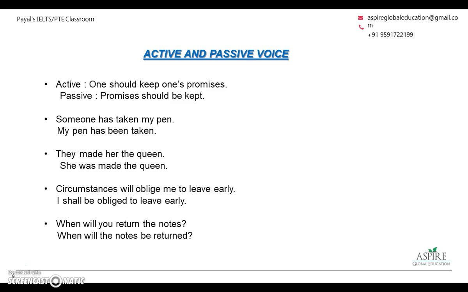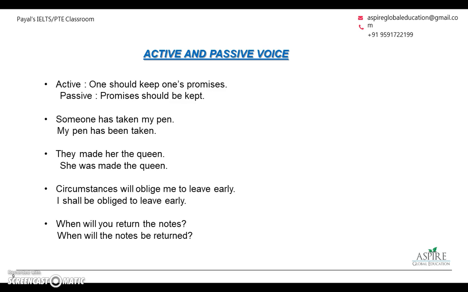Someone has taken my pen. This sentence is an active voice. So I take my object in the front: my pen has been taken. They made her the queen. This is an active voice. My object is queen, but if I write queen in the beginning, I may not be able to form a sentence properly. So, she was made the queen. Now, in this case, do you know who made her? No, you don't know the subject. So, this kind of sentence is also a passive sentence.